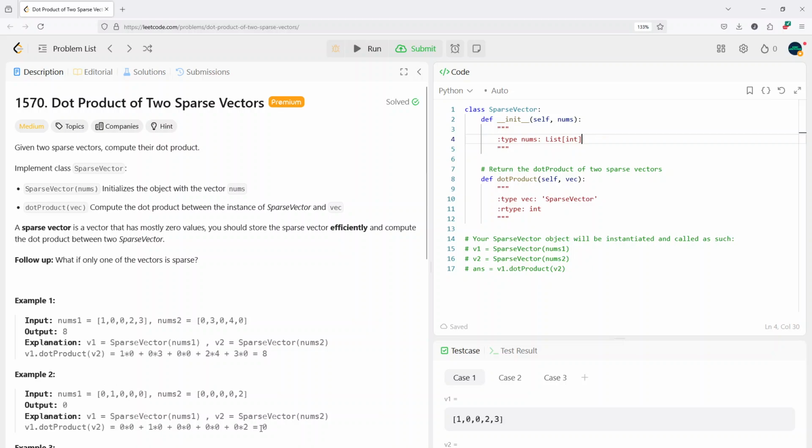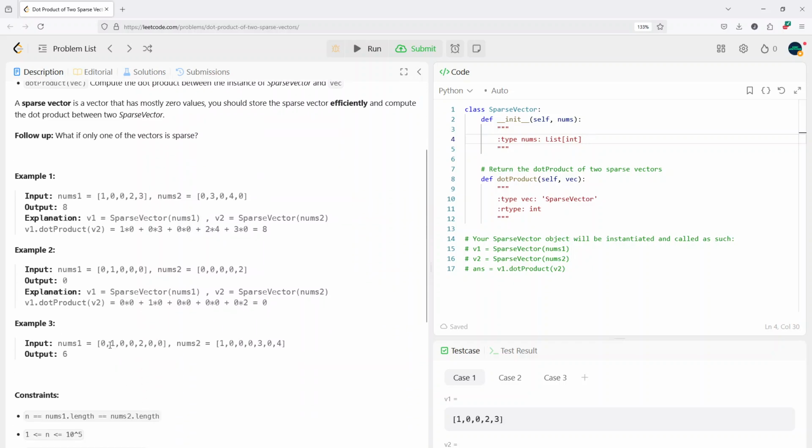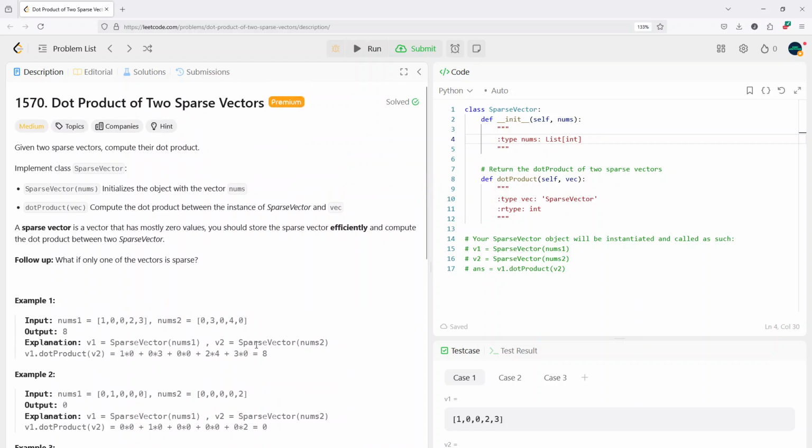Here, this would be 0 because there's always going to be at least one 0 in each multiplication. Here, this would be mostly zeros, but the 2 times the 3, they're both non-zero, so that's why you have the 6, and that's the only multiplication that doesn't involve any zeros.